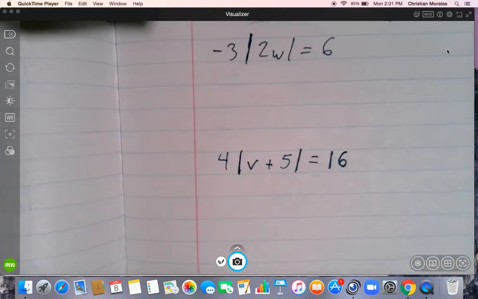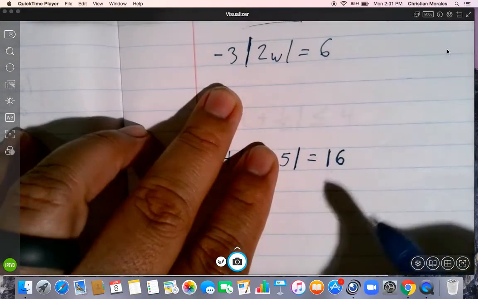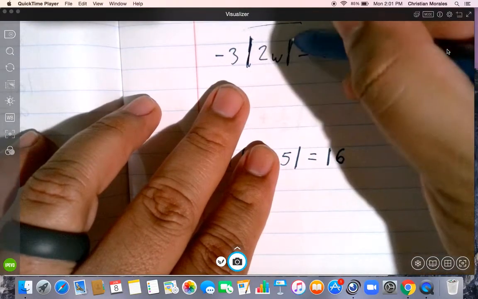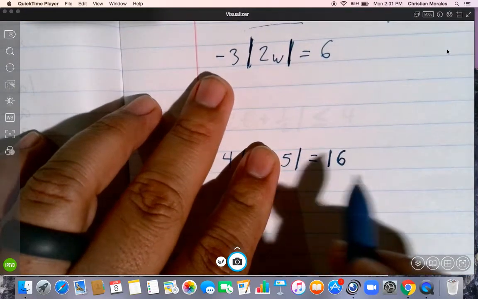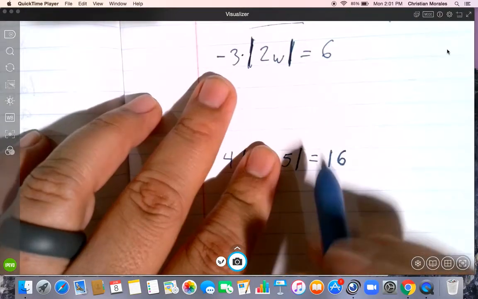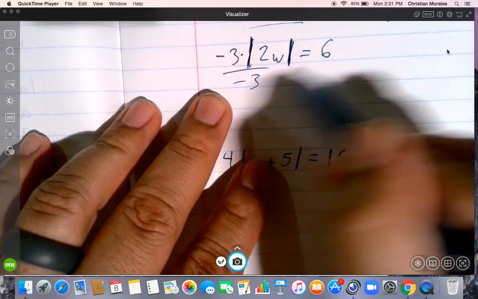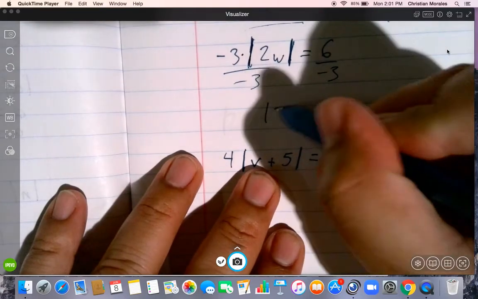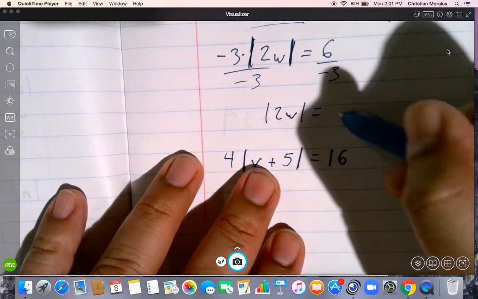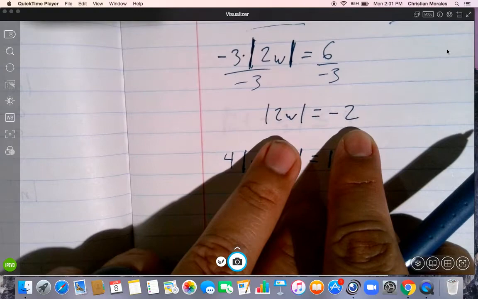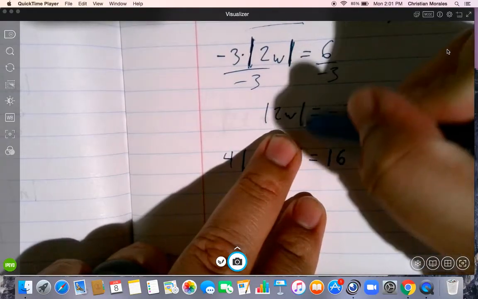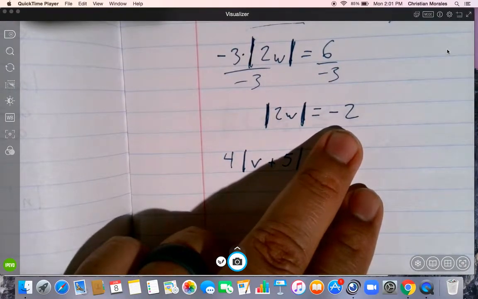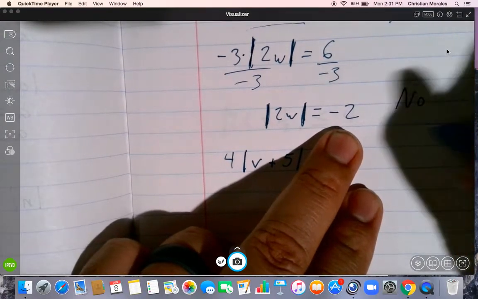Okay? Next, sorry, this one first. Here, before we deal with the absolute values, which are these parts right here, you got to get rid of this 3. Now this 3 is multiplying the absolute value, so we're going to divide to get rid of it. That's the inverse operation. So you're going to get the absolute value of 2w is -2. And again, we come up with this issue. The absolute value should never give you a negative answer. So this is a no solution.